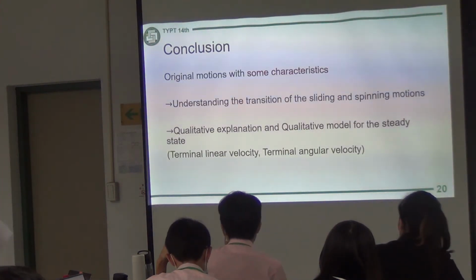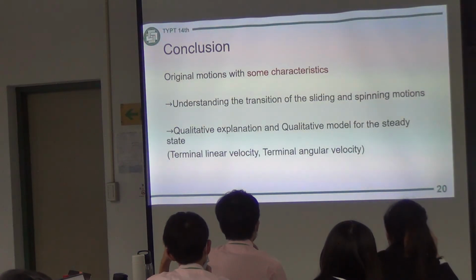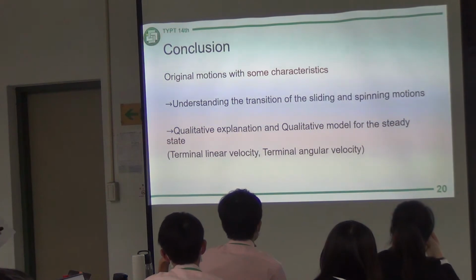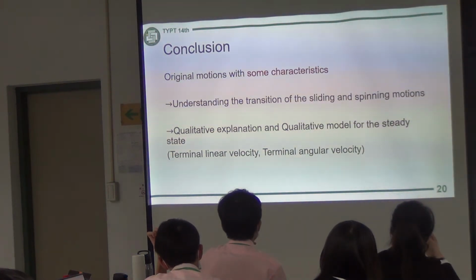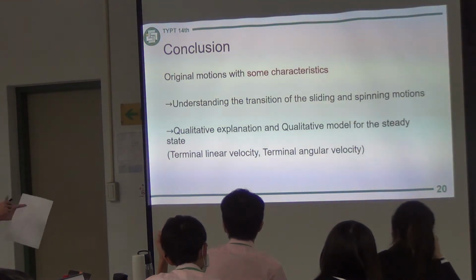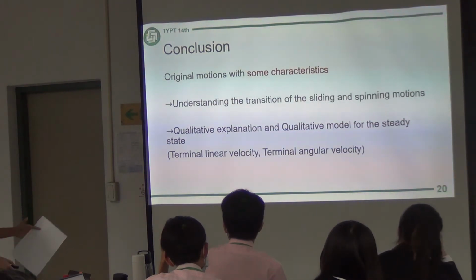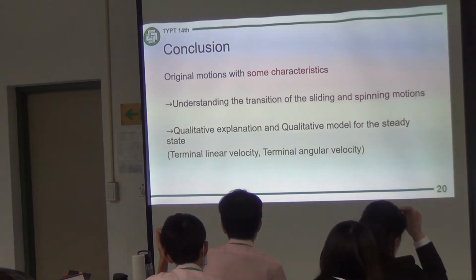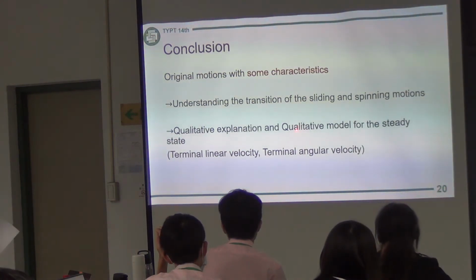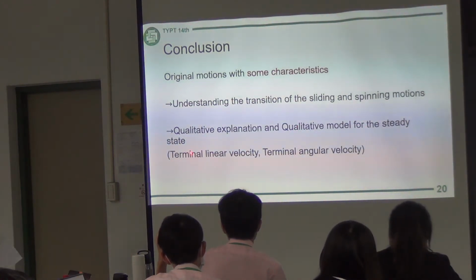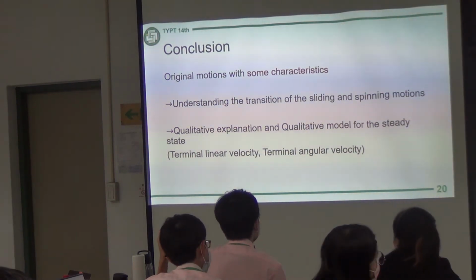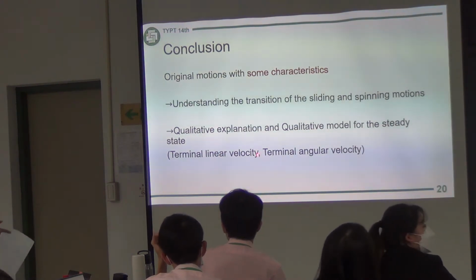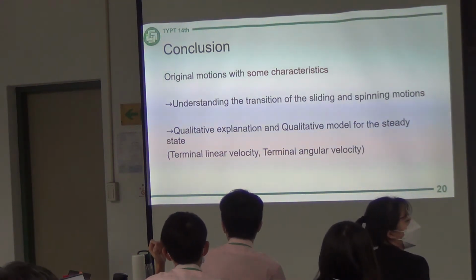So this is our conclusion. We analyzed the original motions with some characteristics, and we also understand the transition of the sliding and spinning motions, which are the first mode, the rebounding mode, and also the terminal mode. We also make a qualitative explanation and also a quantitative model for the steady state. For example, we calculate the terminal linear velocity and the terminal angular velocity.